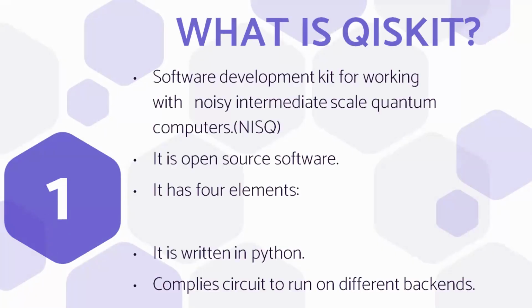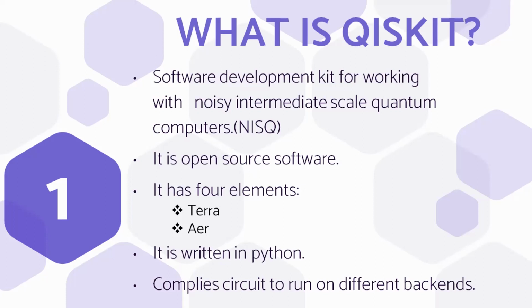So what is Qiskit? Qiskit is a software development kit for working with noisy intermediate scale quantum computers, which are basically the quantum computers that are available right now. And it is open source software. What that basically means is that its code is available for everyone to view, and if you see some issues in that code, you can report it on GitHub, and you can also contribute to it by adding new pieces of code or by introducing new functions through GitHub. So basically it's available to everyone.